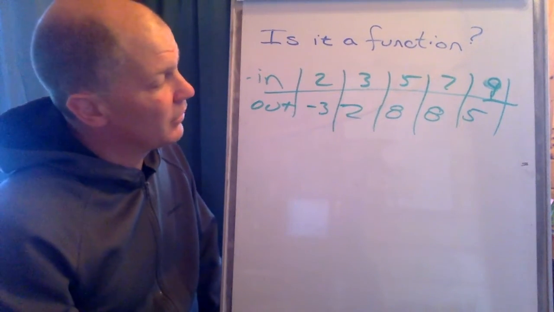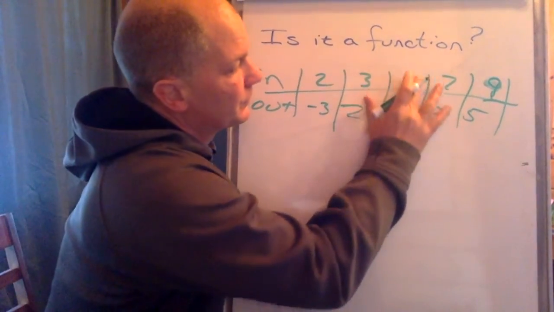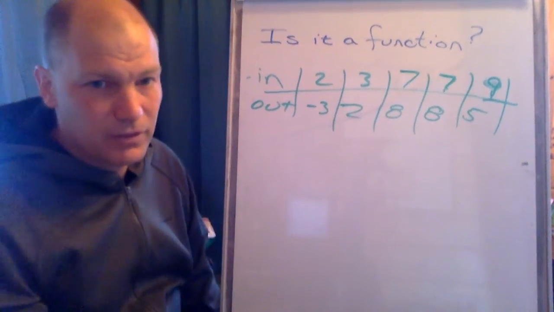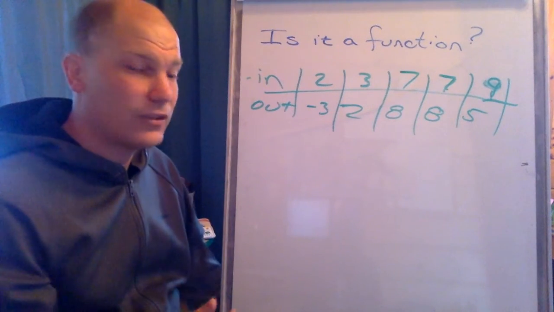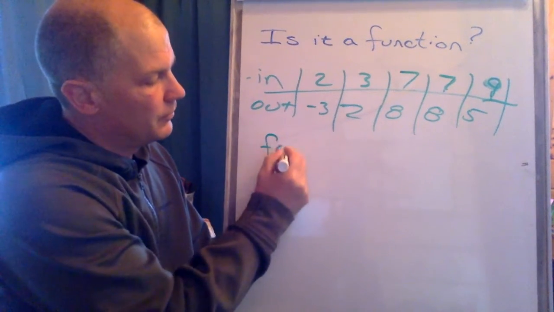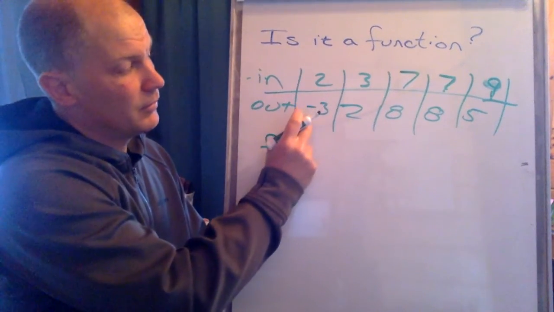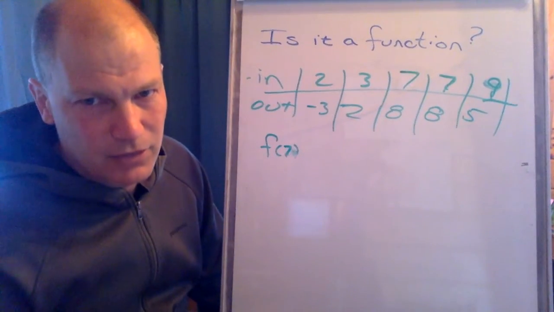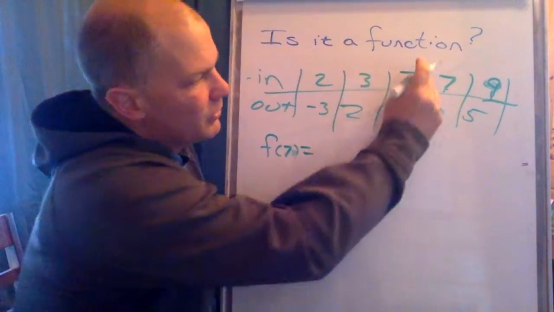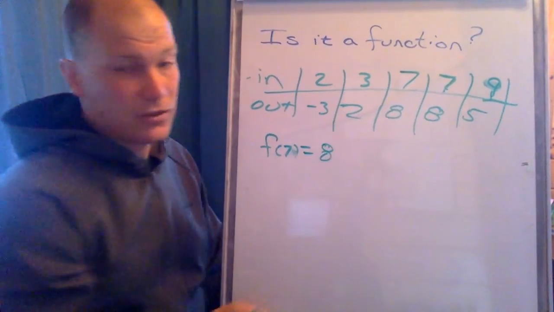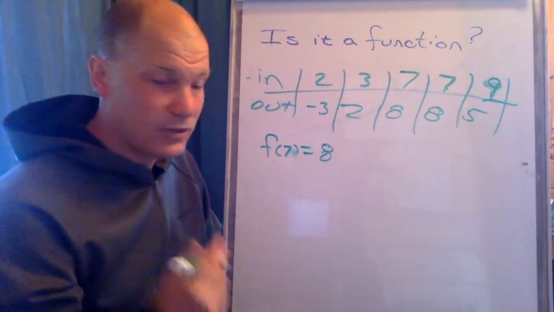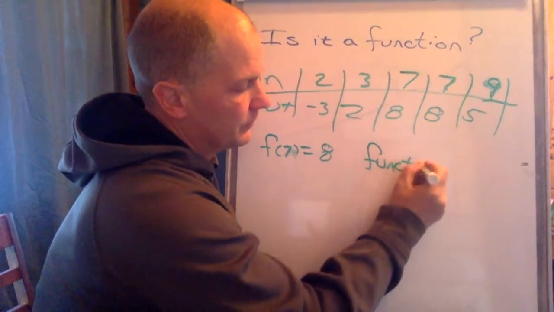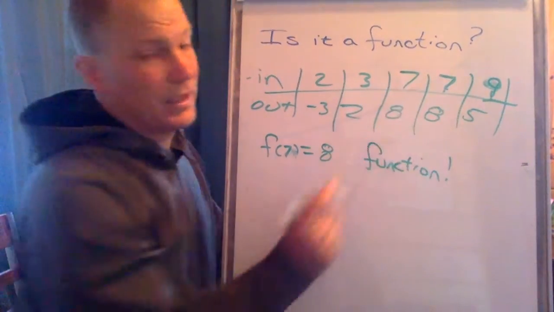And now I'm going to show you something that looks a little weird. I'm going to change that 5 to a 7. Now is it a function? Well, if I ask you f of 2, there's only one answer. If I ask you f of 3, there's only one answer. What if I ask you f of 7? How many answers are there? Even though it's written twice, there's still only one answer. And because there's only one answer, this is a function. Because there's only one answer.